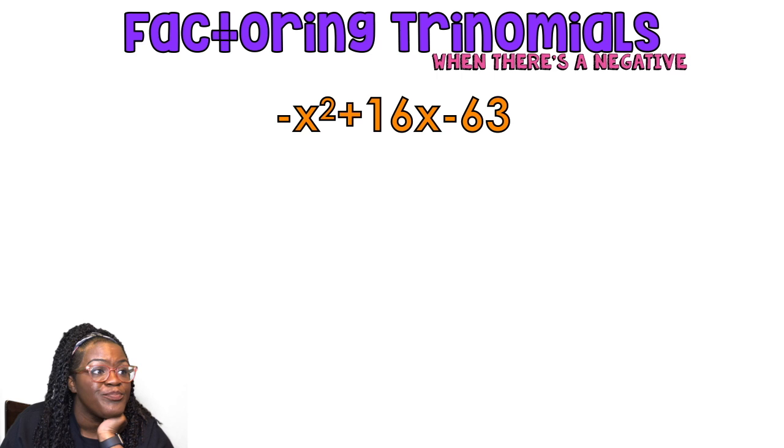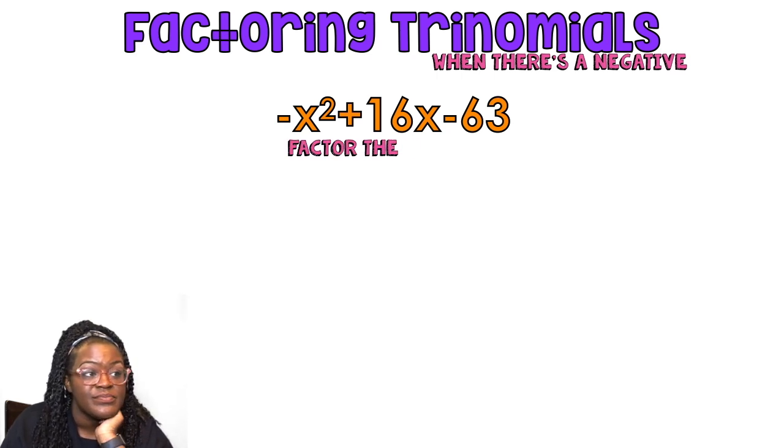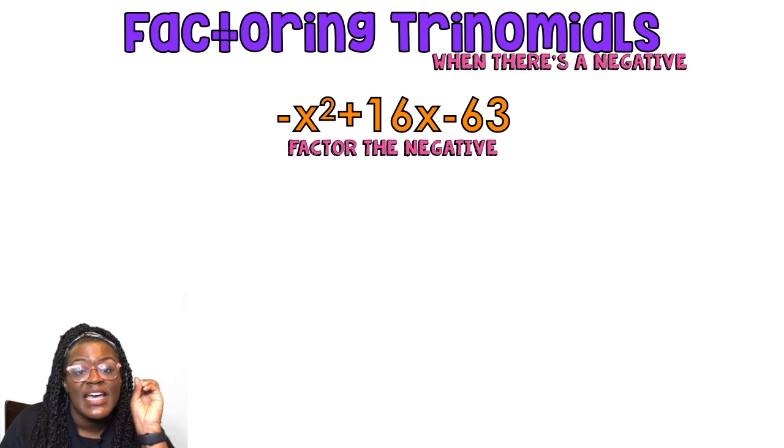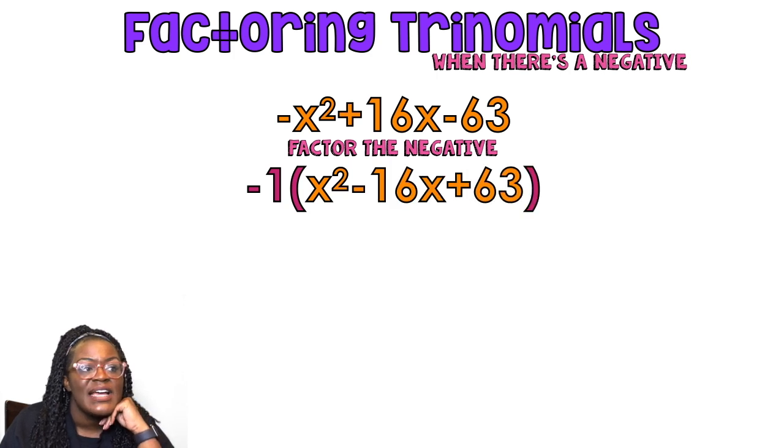Let's do the next one. Negative x squared plus 16x minus 63. Factor out the negative. You're gonna take a negative one out, and I know to do that because there's a minus in the front of my problem. Only when it's in the front do I factor out a negative. So I have a negative one, x squared minus 16x plus 63.